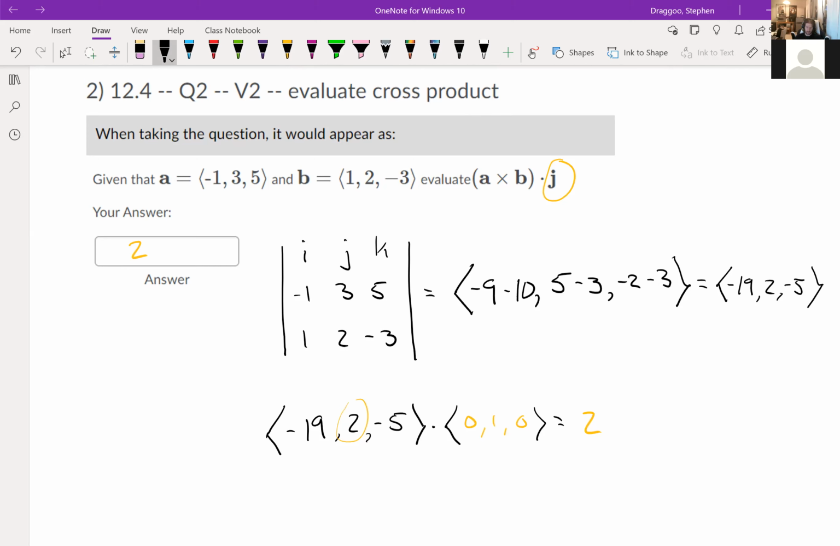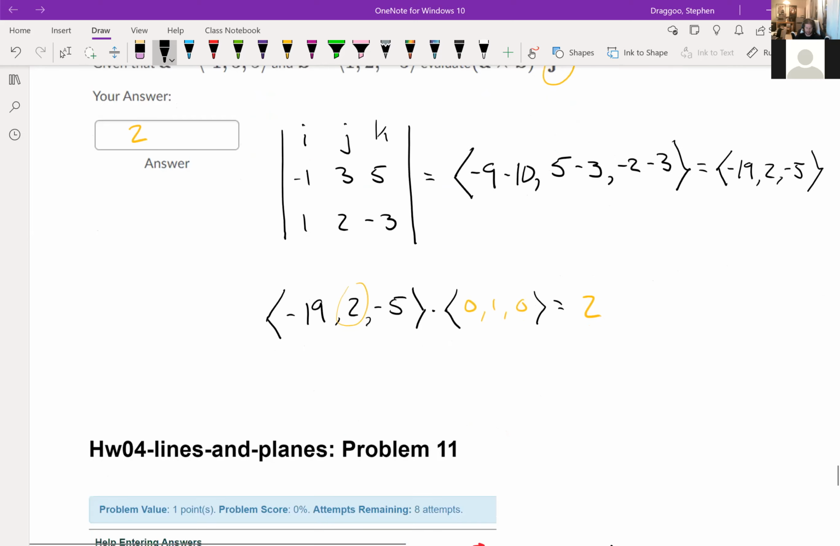Where do you get 0, 1, 0? That is the vector j, the basis vector j is the vector 0, 1, 0. It is the unit vector in the y direction. So it's 0i plus 1j plus 0k, if we write it out in terms of the letters. But it is just that unit basis vector in the y direction.